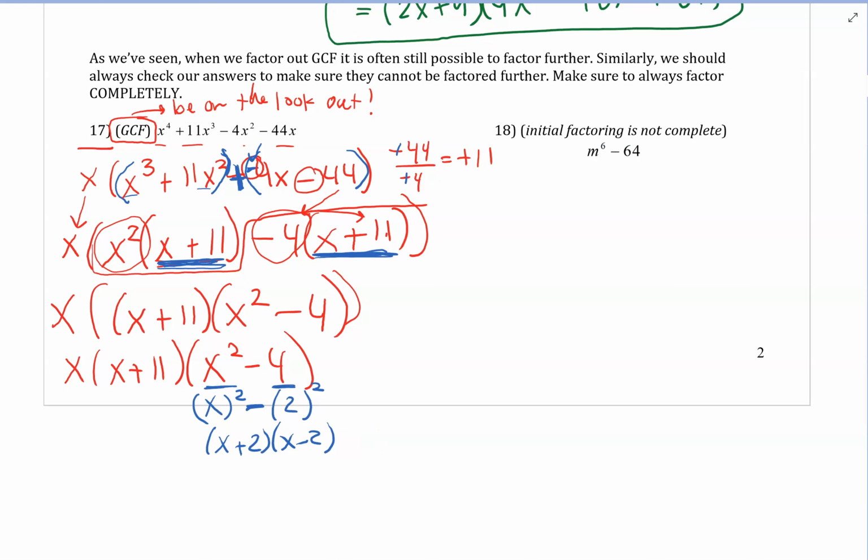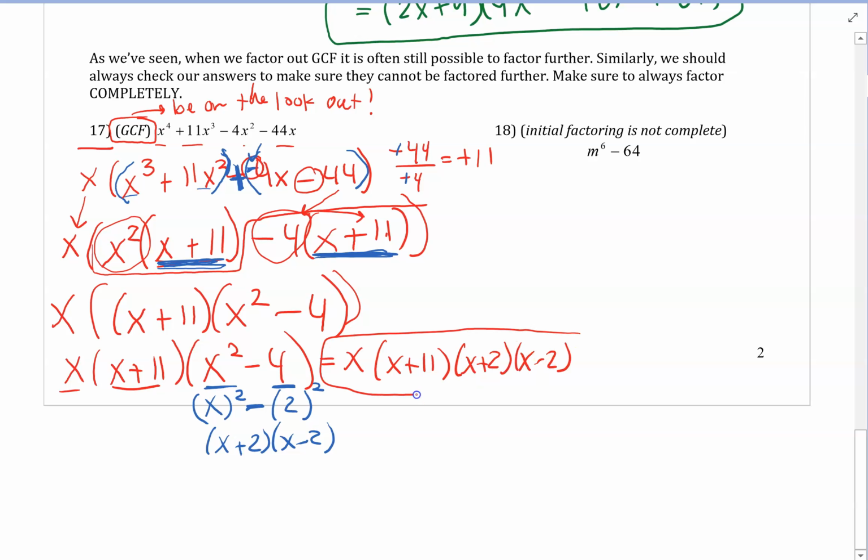So this final answer would be x, like from here, x plus 11 from factoring by grouping, and now x plus 2 and x minus 2. So always make sure you factor completely.